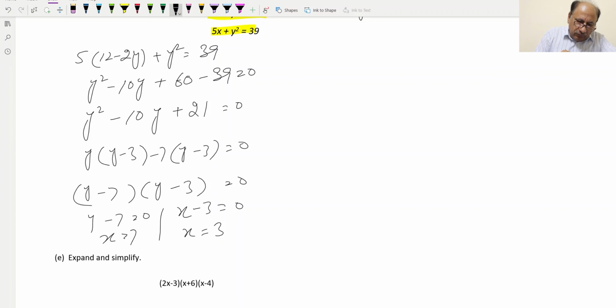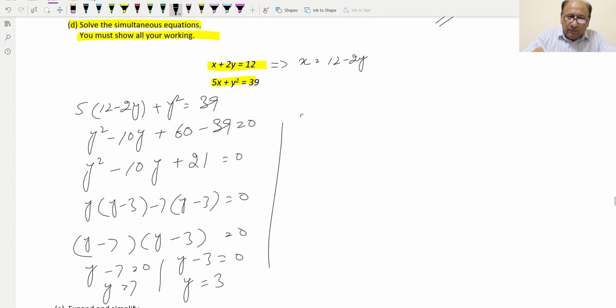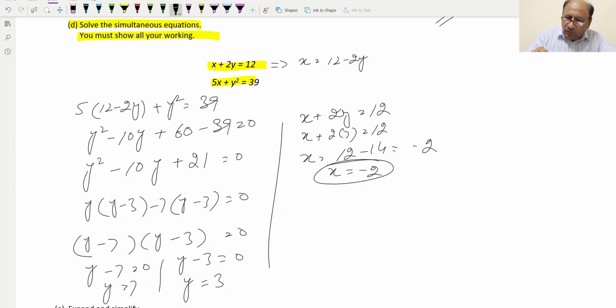So the y values we got are y is equal to 7 and y is equal to 3. After getting the y values, we can replace these values in either of these two equations, and I'm replacing in the first one, x plus 2y is equal to 12. If we replace y is equal to 7, x plus 2 into 7 will be equal to 12, so x will be equal to 12 minus 14, which is equal to minus 2, so x is equal to minus 2 will be one answer.